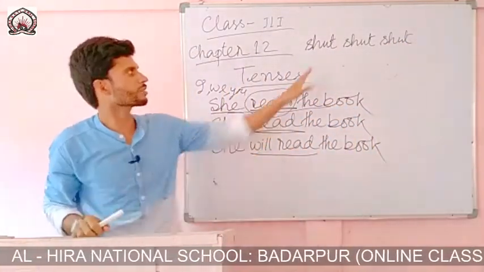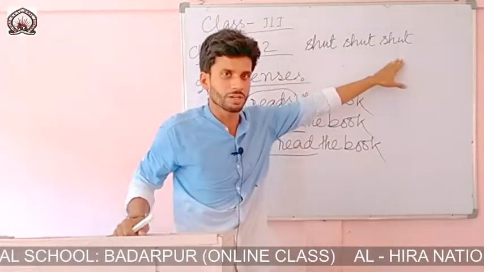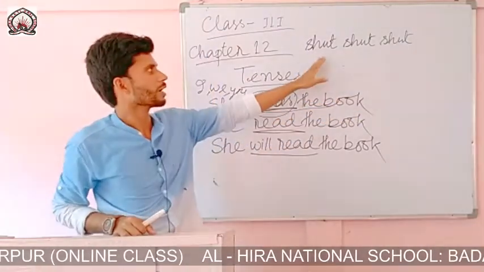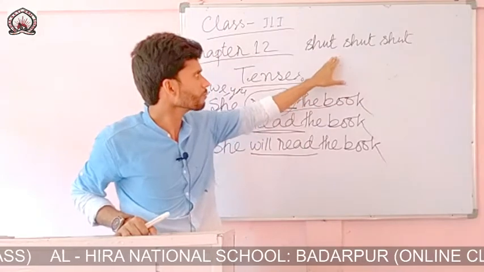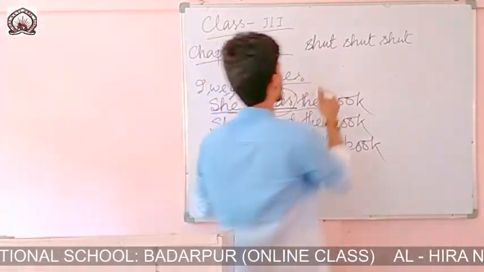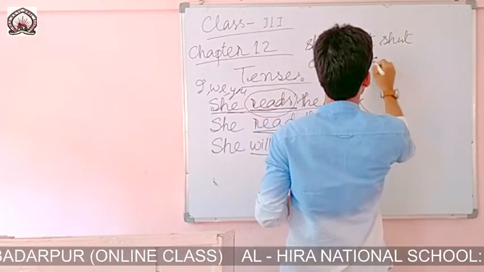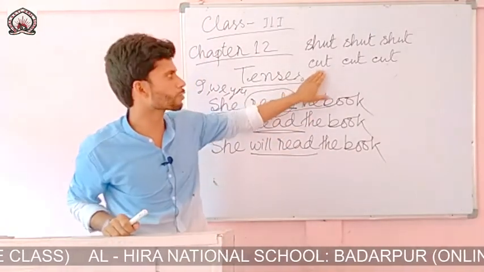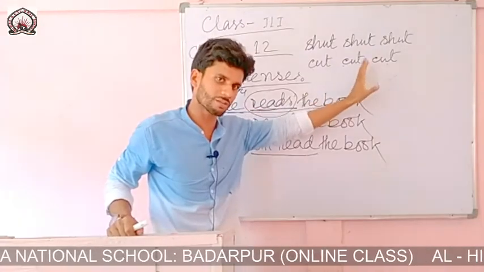Some words, when they go to the past form or past participle form, their pronunciation and their spelling remain the same. Shut. Let me write one more example. Cut, C-U-T, cut. This is the main word, and the past form of cut is again cut. Past participle is again the same, cut.